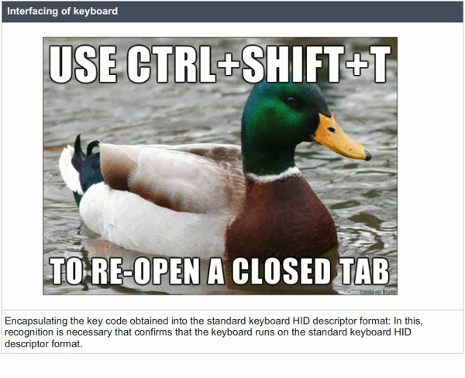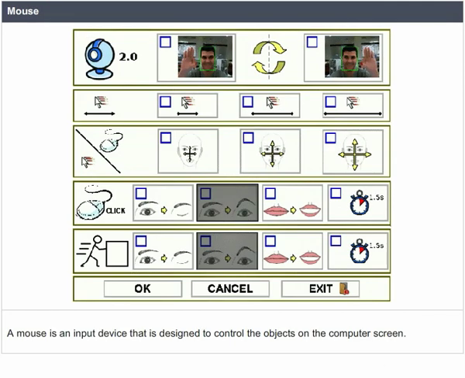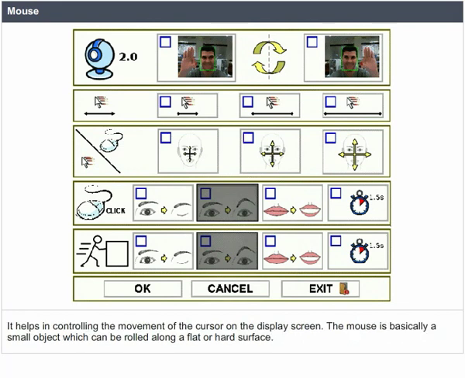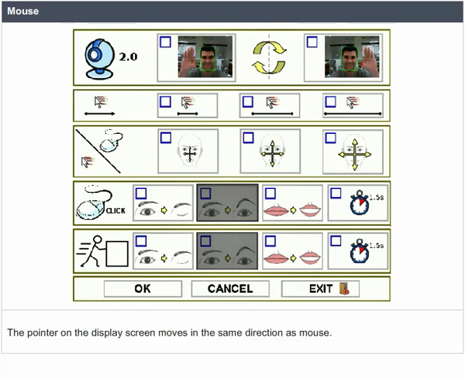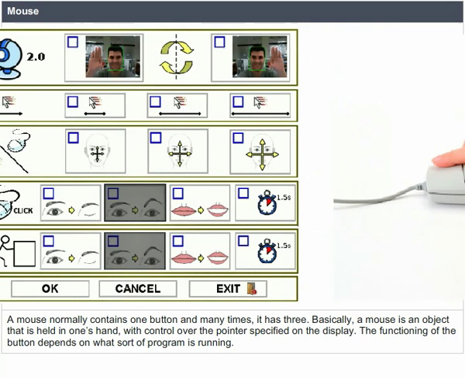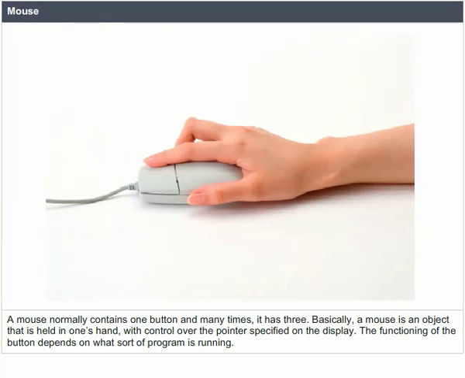Mouse. A mouse is an input device that is designed to control the objects on the computer screen. It helps in controlling the movement of the cursor on the display screen. The mouse is basically a small object which can be rolled along a flat or hard surface. The pointer on the display screen moves in the same direction as the mouse. A mouse normally contains one button and many times it has three. Basically, a mouse is an object that is held in one's hand with control over the pointer specified on the display. The functioning of the button depends on what sort of program is running.